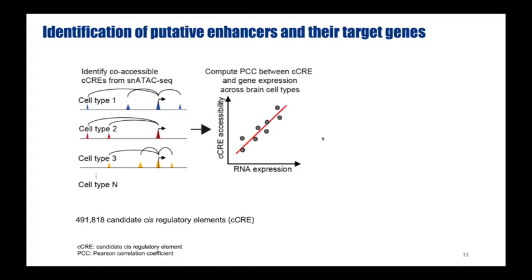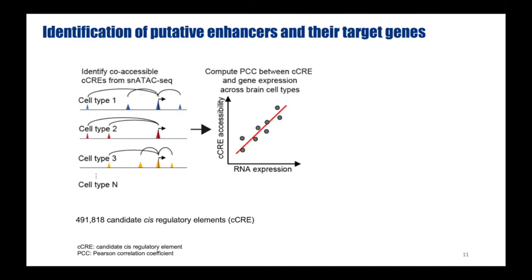Another thing I want to mention is we are not only providing a list of candidate elements, we also tried to link them to their potential target genes. Our strategy is very simple and straightforward. I think with more and more single cell data released recently, we can definitely make it better. For example, we can incorporate other information like the chromatin contact from M3C data or other modalities.